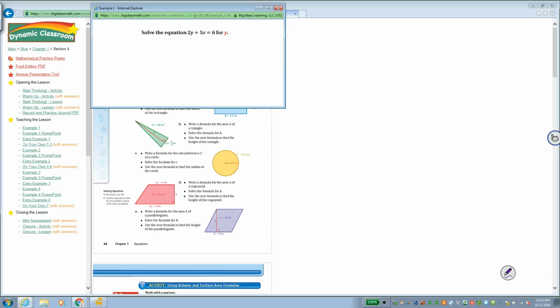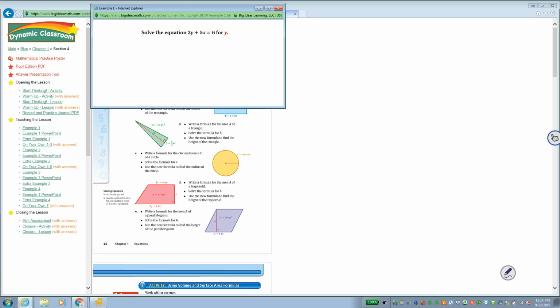With today's lesson, ladies and gentlemen, we are going to be getting into the section that I think is probably one of the most difficult in Chapter 1. And it's one of those sections where you have to trust everything that you have done up to this point.